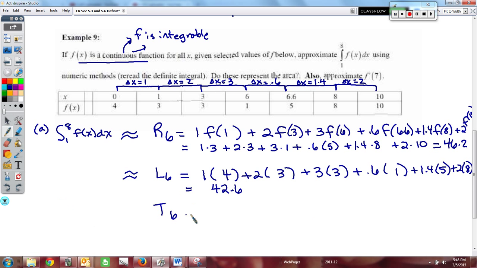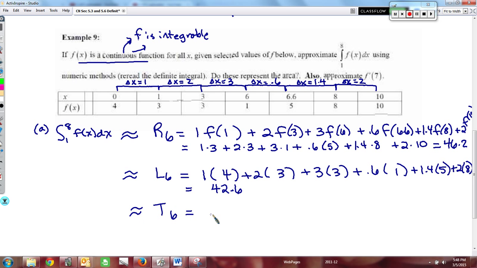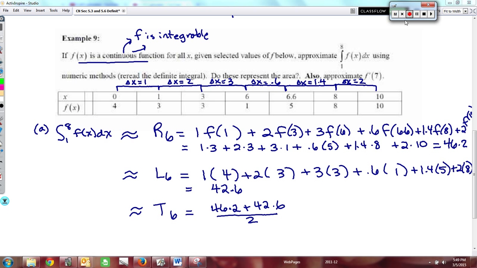And then of course my trap sum, if I'm estimating with that, is going to be 46.2 plus 42.6 all over 2. Now I think I might need to re-add these up just to make sure I have them correct. So I'm going to pause and just check my math real quick.